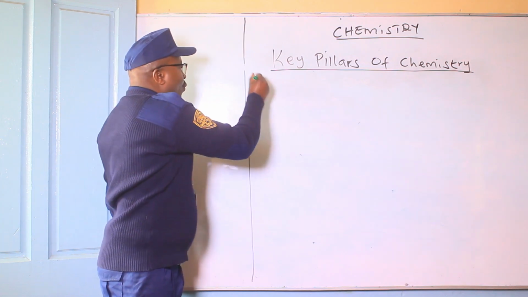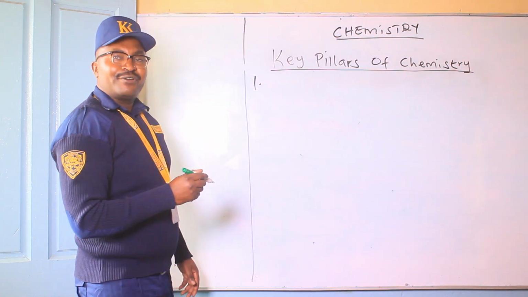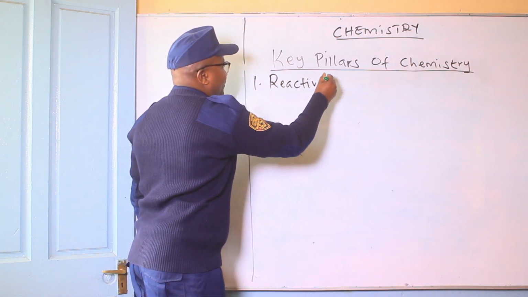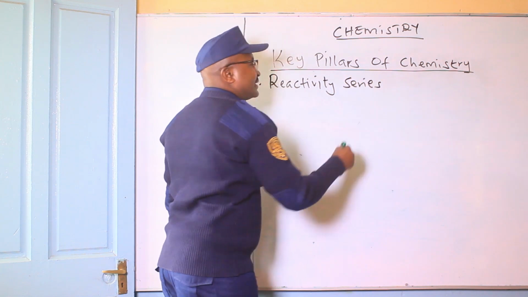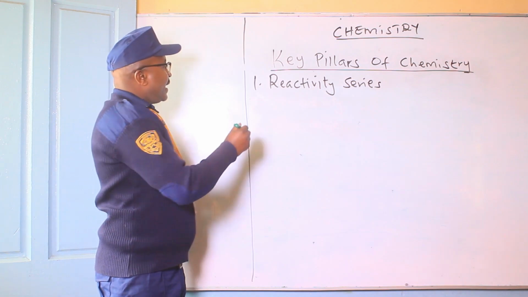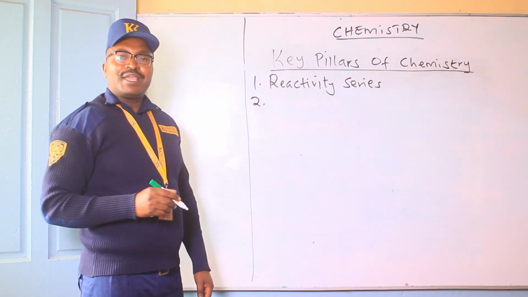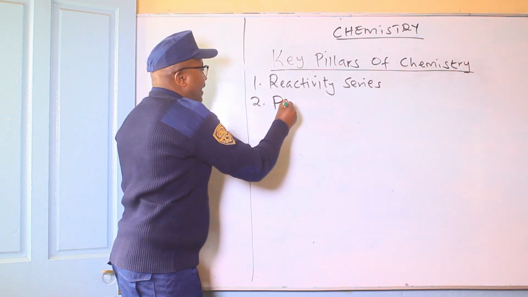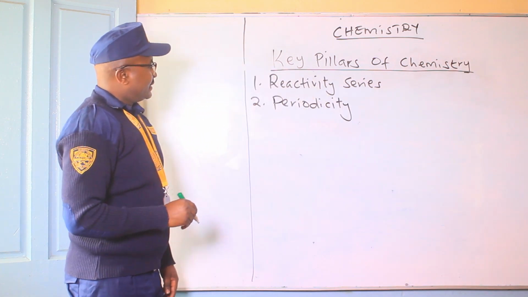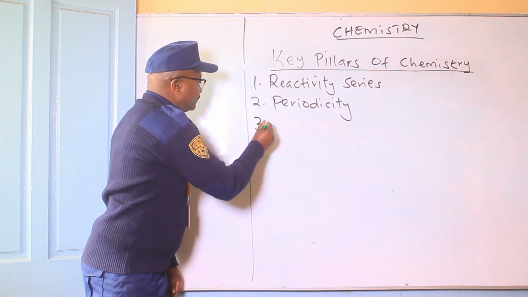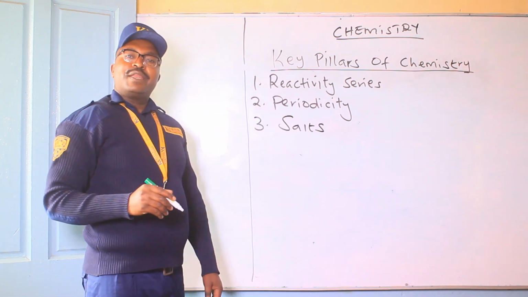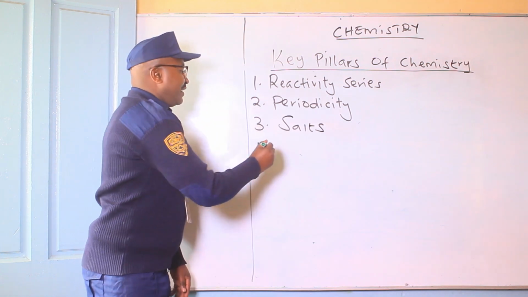Number one, one of the key pillars of chemistry is the chemistry of reactivity series. This is an area which is taught in Form 1 chemistry. Then, number two, we have the chemistry of periodicity. Then, number three, we have the chemistry of salts. Number four, we have the mole.